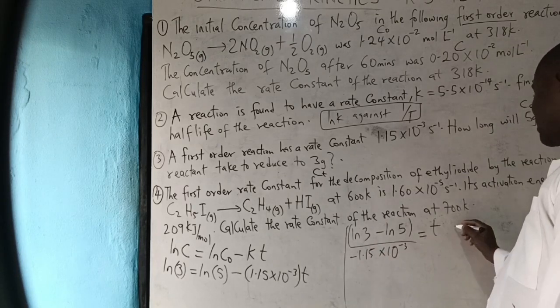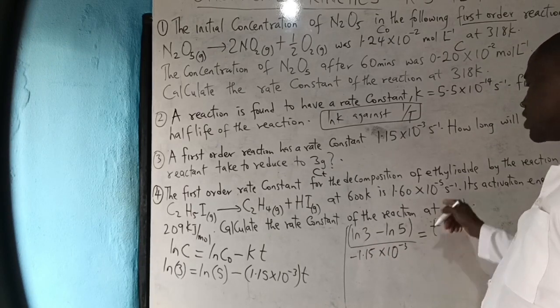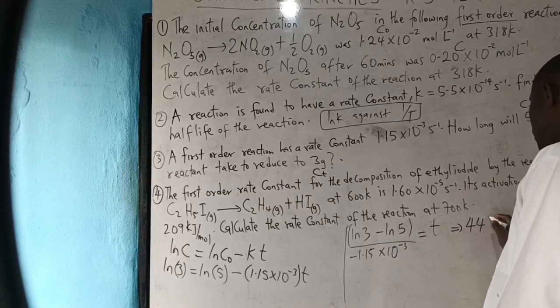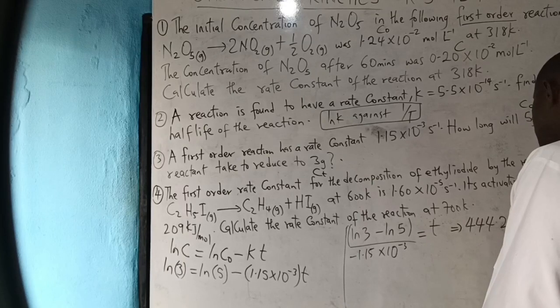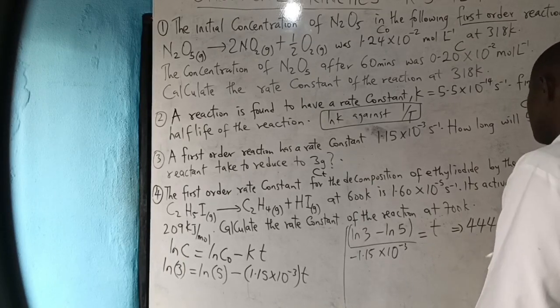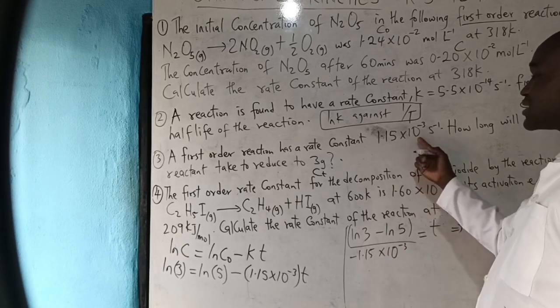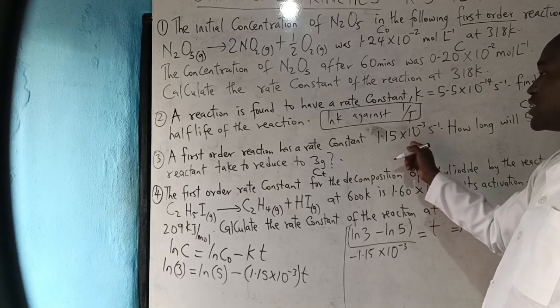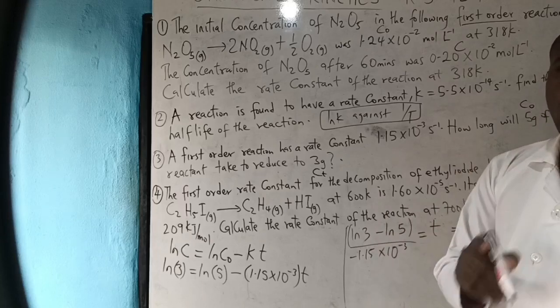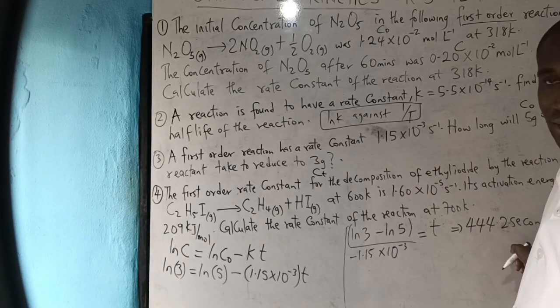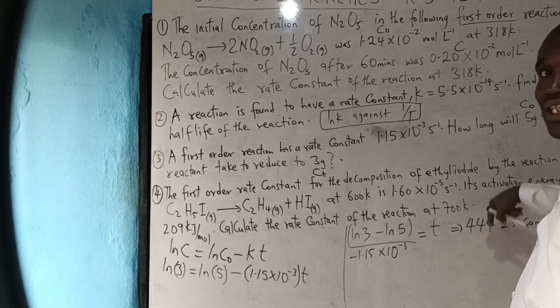Your time, the time it will take the 5 gram to reduce to 3 gram, will be 444.2 seconds. Seconds because the rate constant is in per second. If the rate constant is per minute, you put minute. If it's in hour, you put hour. If they ask you to convert seconds to minutes, you divide this second by 60. When you divide this second by 60, you are getting it in minutes.